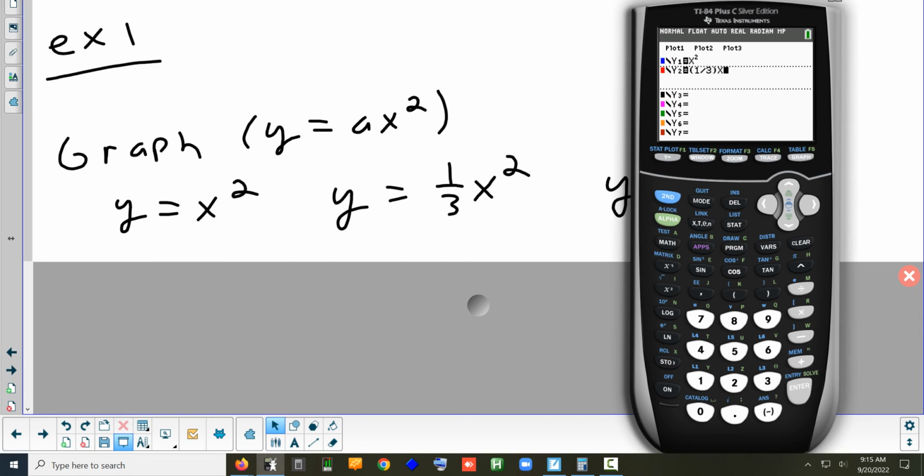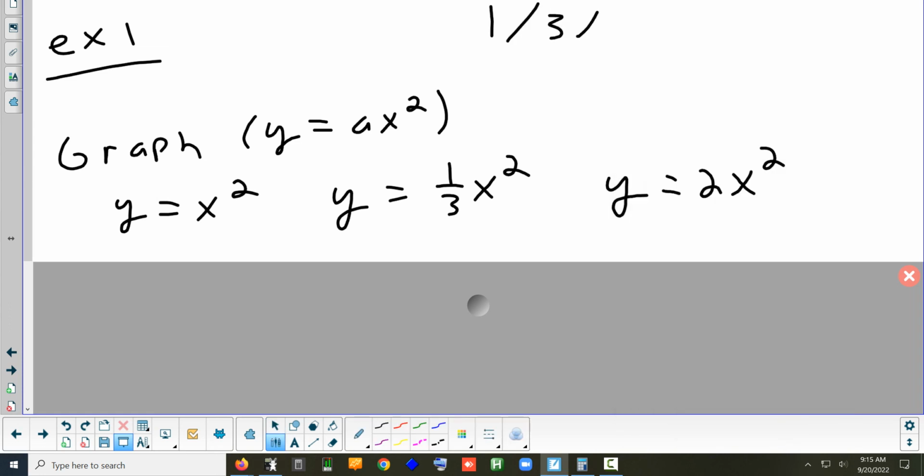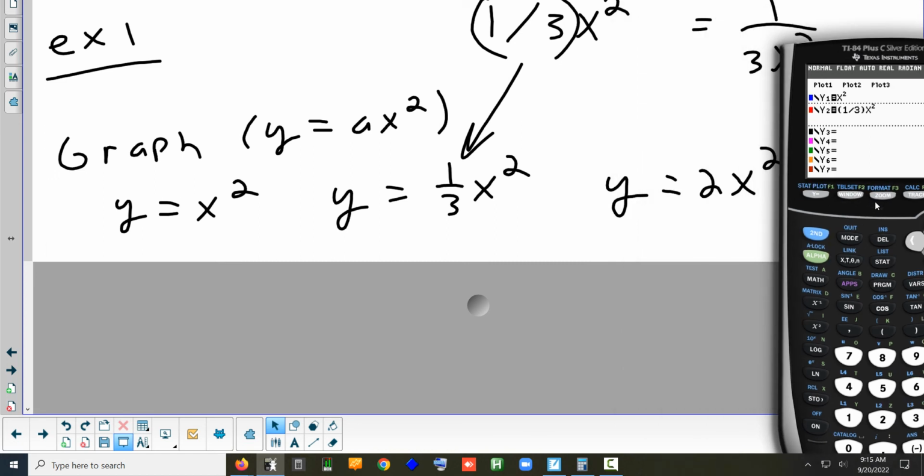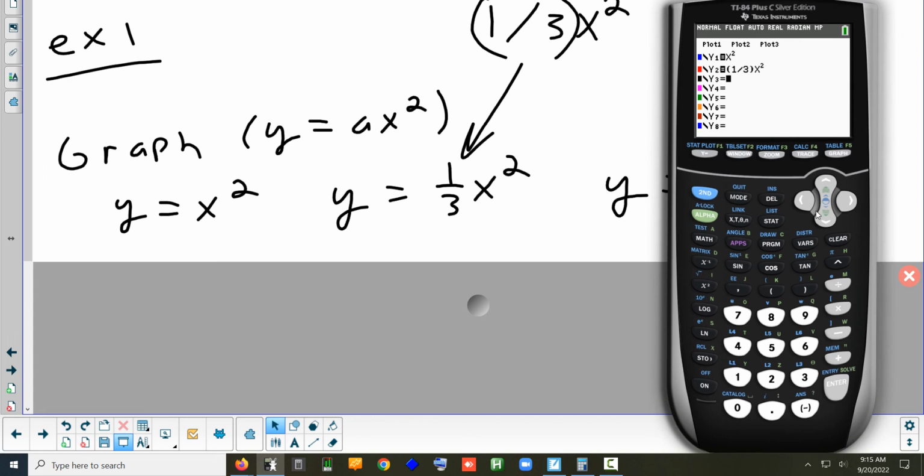Yes? Why do we need the parentheses? Because if you don't put parentheses, it's going to look like this on the calculator, and what that's really going to mean is this, which is not quite what we want. So by putting the 1/3 in parentheses, it'll force it to do that instead. So that's a tricky thing we have to be careful about. Sometimes it works, sometimes it doesn't, depending on what you're typing in, but the parentheses will guarantee it'll be okay. I don't have to worry about parentheses with the 2x squared, because that's not a fraction. So I can just type it in this way.